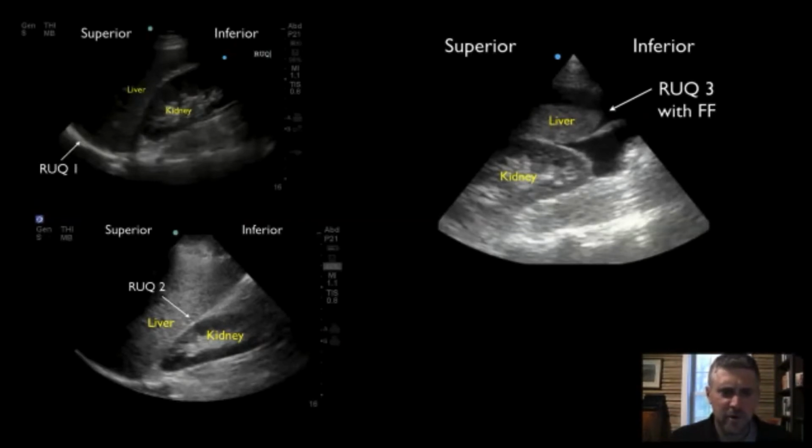So here in the right upper quadrant, they said R1, R2, R3 are three different spaces. So R1 is kind of that subphrenic area. R2 is the traditional Morrison's pouch, right? So if you open up a textbook about the FAST exam, that's R2, right? And R3 is going to be at the caudal tip of the liver, right? And here's some examples. You can see, like, especially on the right, R3 with some free fluid, R2 and R1 are negative, right? So that's at the right side.